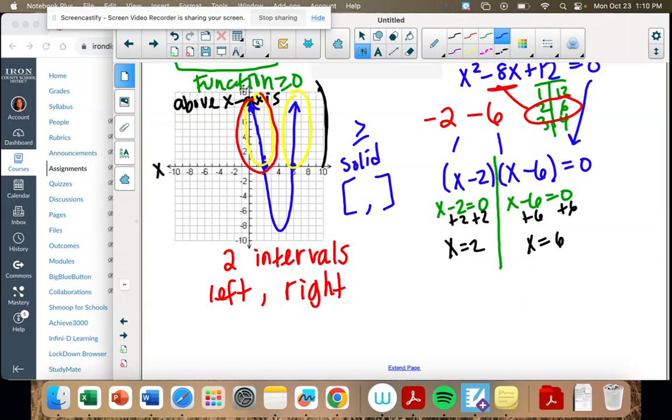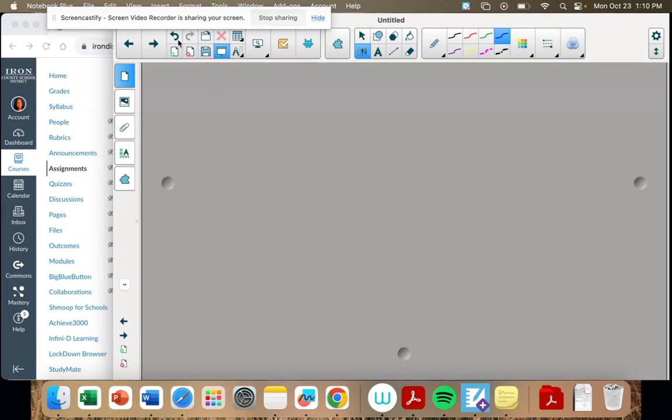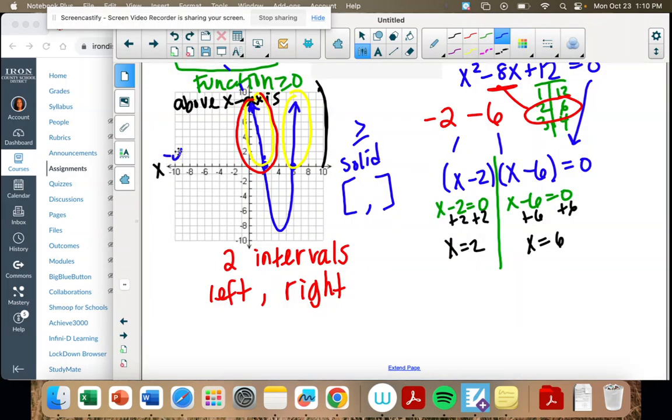The left, it would go forever towards negative infinity. And then it would end right here at this x-intercept that we found, which is positive 2. So this is where it gets messy. We have a bracket on the 2, but we never put a bracket on infinity. Positive and negative infinity is always a parenthesis.